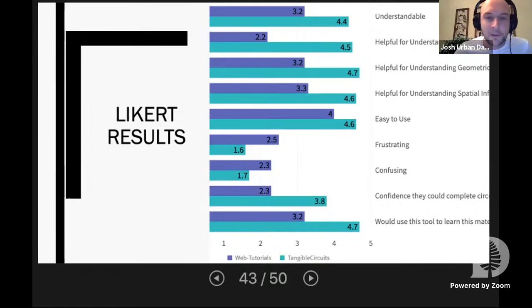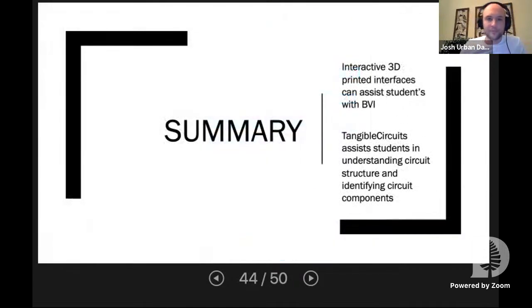We asked participants to rate their experience using tangible circuits and web tutorials on a scale of 1 to 5 based on the criteria that you see listed on the right. We found that overall participants found tangible circuits to be easier to use, less frustrating, and less confusing than web tutorials. For more details on these results, I highly encourage you to look at our paper. So just in quick summary, interactive 3D printed interfaces can assist students with BVI, and tangible circuits assist students in understanding circuit structure and identifying circuit components.